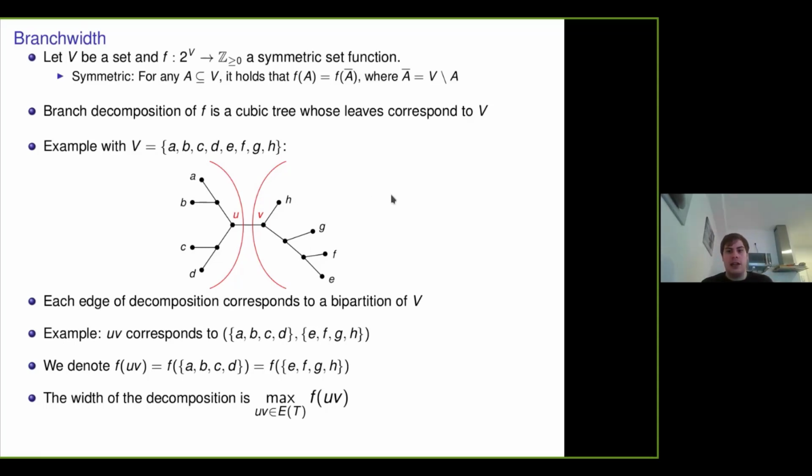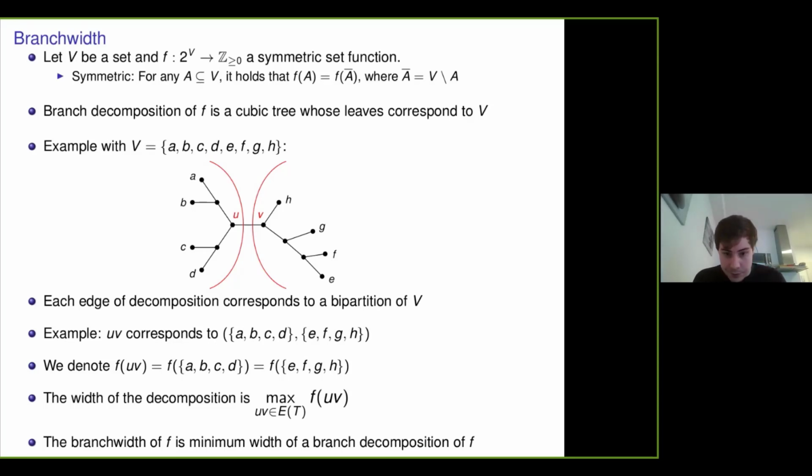And now we say the width of this decomposition is the maximum width of an edge in this decomposition. And the branchwidth of this function is the minimum width of a branch decomposition of the function. So this is what we're interested in computing: given a function f, the branchwidth of f, and as said, a branch decomposition.